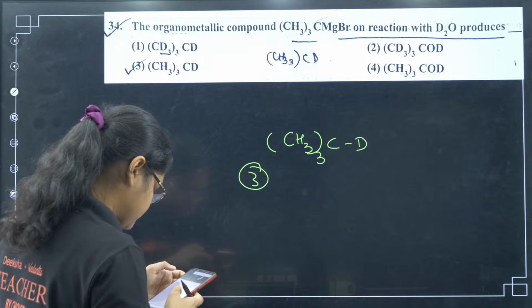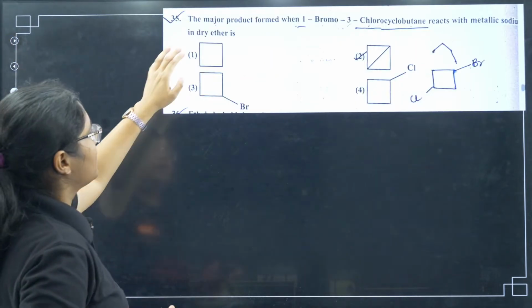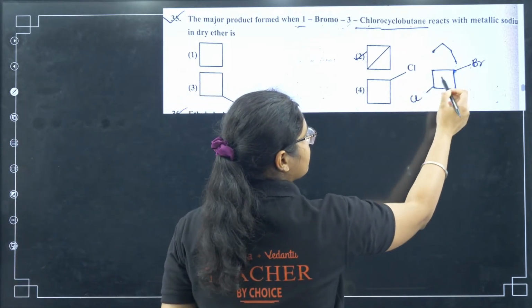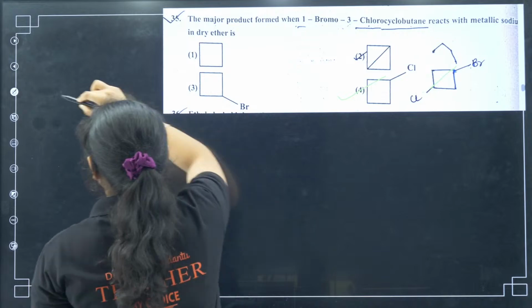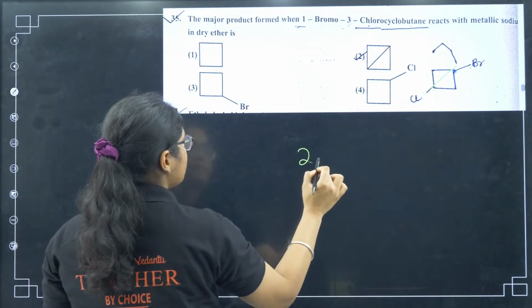Okay. Next, 35, the major product here, you can see a radical will form here, then both the radicals can react and you will get the major product here, which will be your option number 2. Okay.